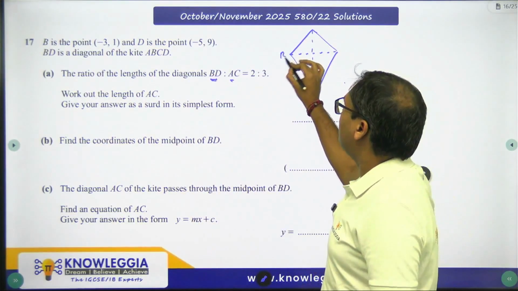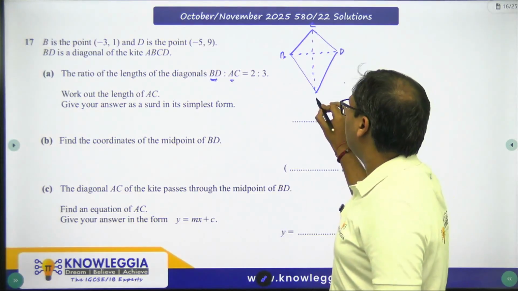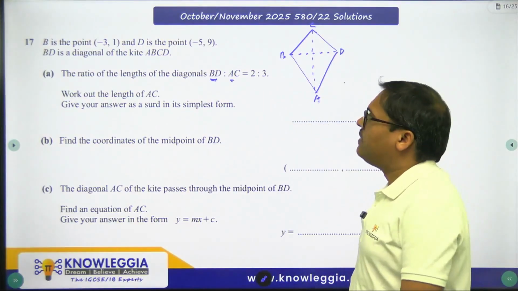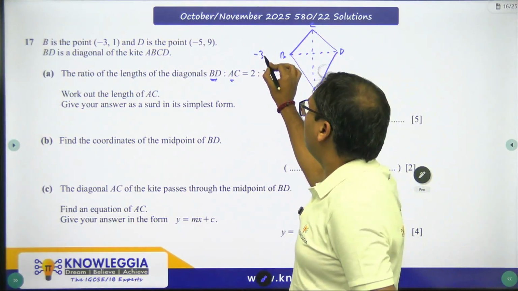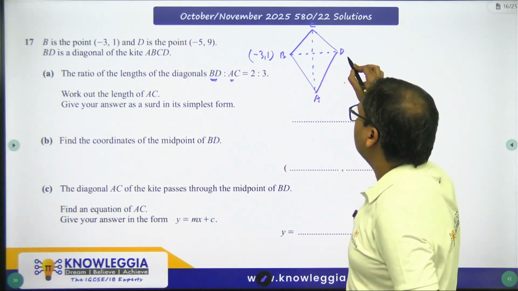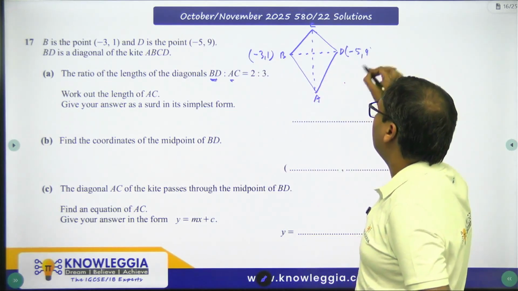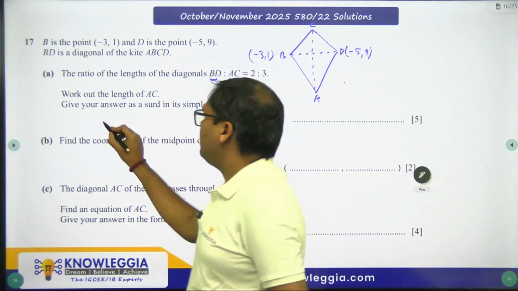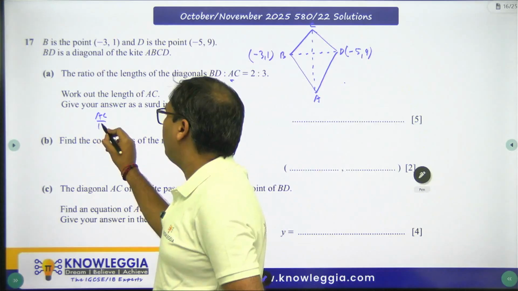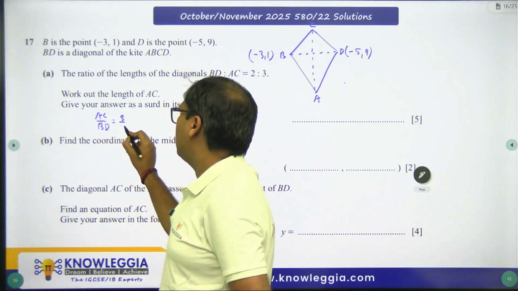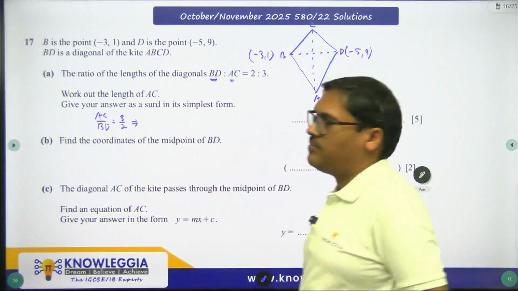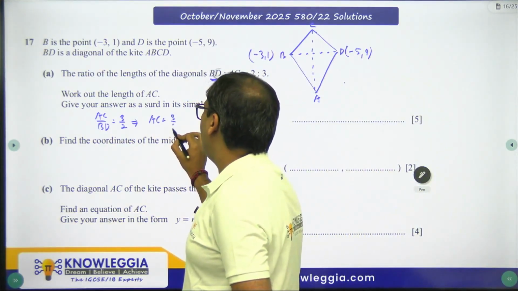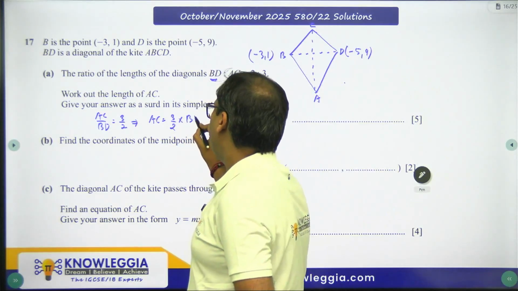So let's say this is B, C, D and this is A, because AC will be larger than BD. Here B is (-3, 1) and D is (-5, 9). Now the question is asking you to find the length of AC. The ratio of AC to BD is given as 3:2. So AC will be 3 by 2 times BD.